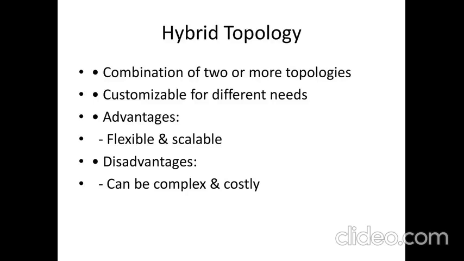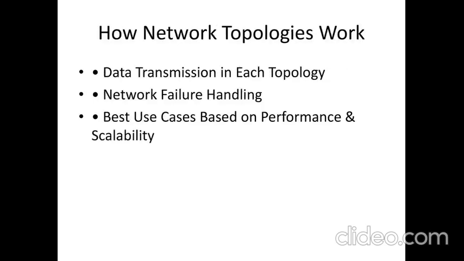5. Hybrid topology. A combination of two or more topologies, for example star plus bus. Pros: scalable and flexible. Cons: complex and costly to maintain.